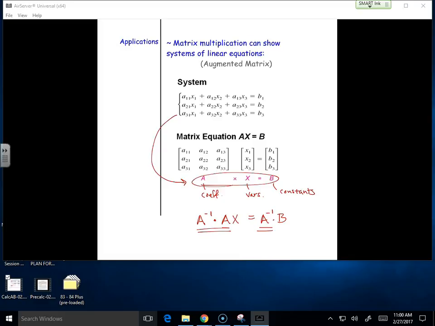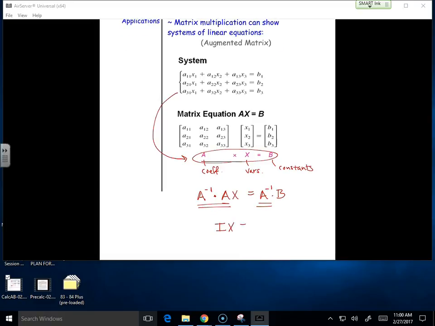If I can figure out who A inverse is in the next section, then maybe I can get the identity times the variables, and the identity times the variables is just the variables. Here's another way to solve a system of equations. But it still begs the question, who is A inverse? For right now, we don't know yet. He's still coming. That was just a foreshadowing of what's to come.